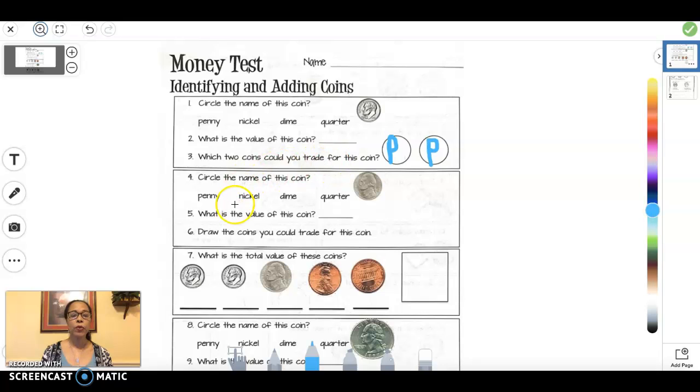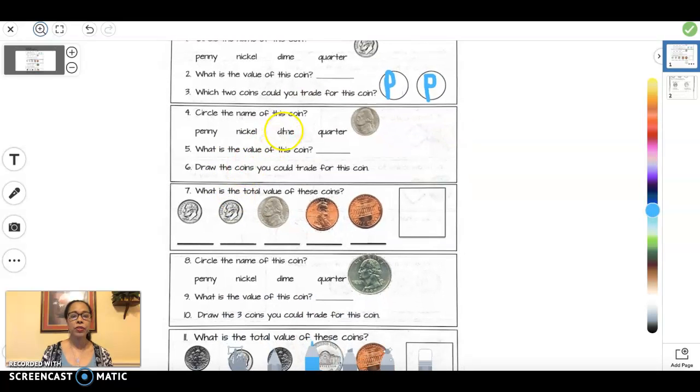Okay? Number 4 says, circle the name of this coin. What do you think the name of this coin is? Is it a penny, a nickel, a dime, or a quarter? Number 5 says, what is the value of this coin? How much do you think this coin is worth? Again, you may use your tools here, or you may type it in, whichever one you think we may be able to read best. Number 6, draw the coins you could trade for this coin.